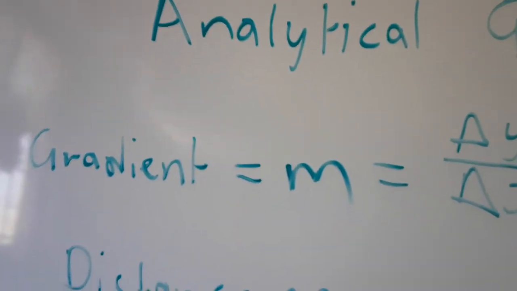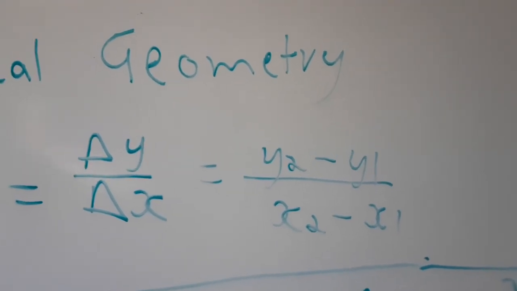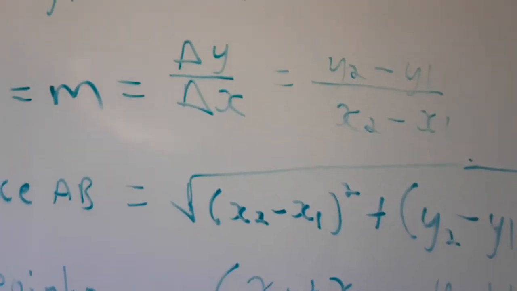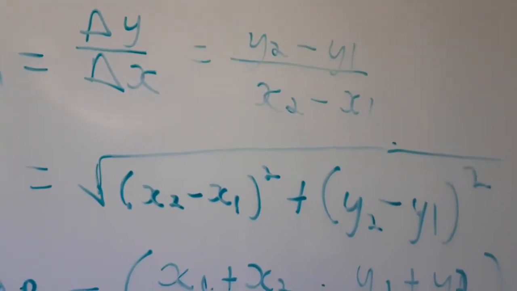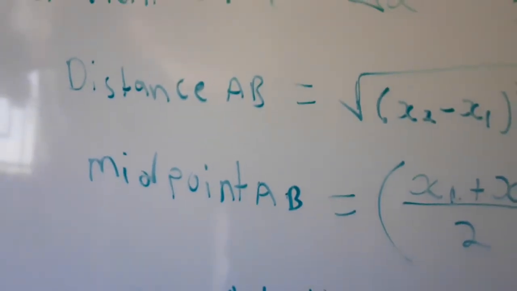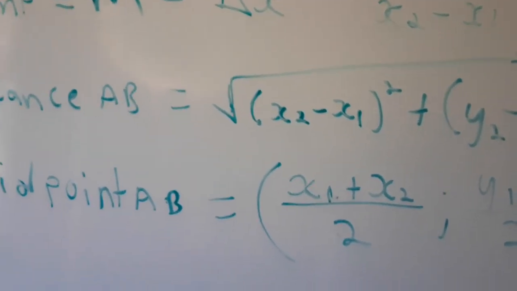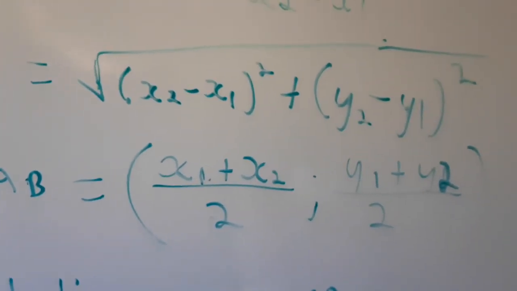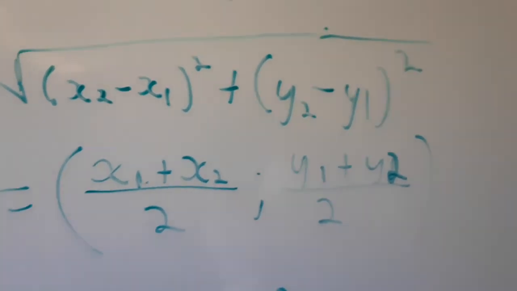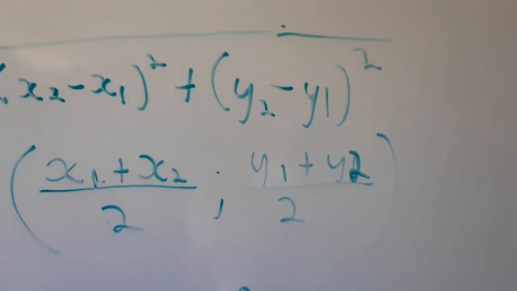We need to know how to calculate the gradient, which is y2 minus y1 over x2 minus x1. Then we need to know how to calculate the distance, which is the square root of x2 minus x1 squared plus y2 minus y1 squared. Then we need to know how to use the midpoint to find coordinates in a line: x1 plus x2 all over 2, and for the coordinate of y, it's y1 plus y2 over 2.